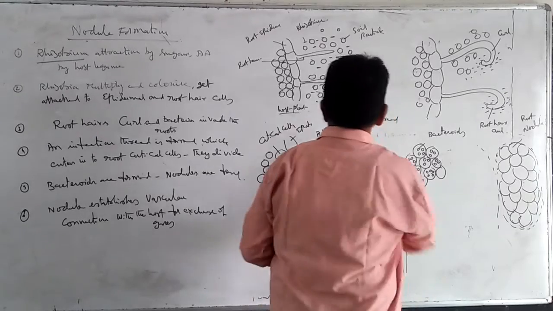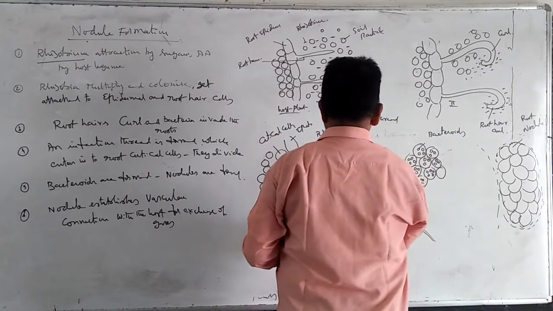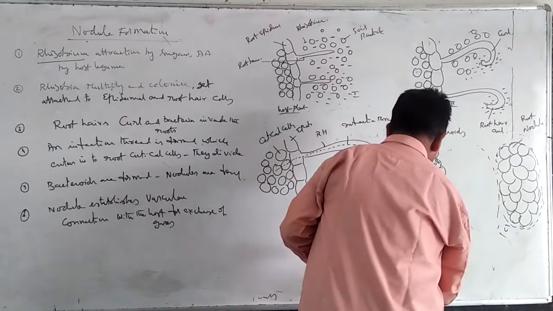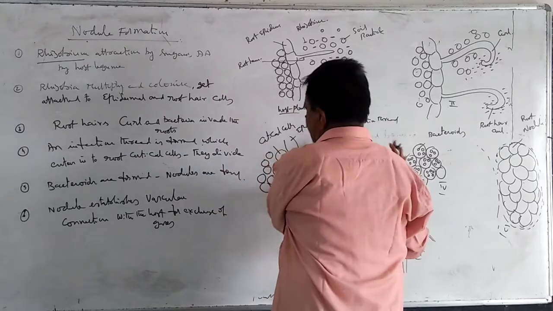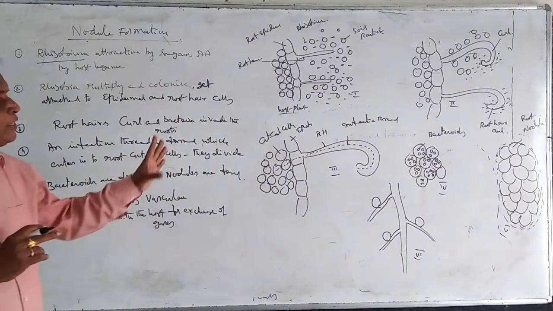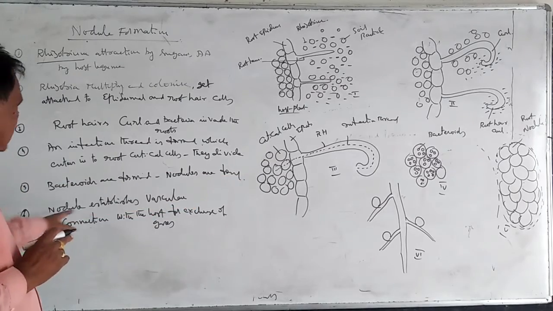This is the first stage, this is the second, this is the third, this is the fourth, this is the fifth, and this is the last stage of nodule formation. All these stages finally appear. These are the various diagrams. And finally, we can observe the formation of these nodules.